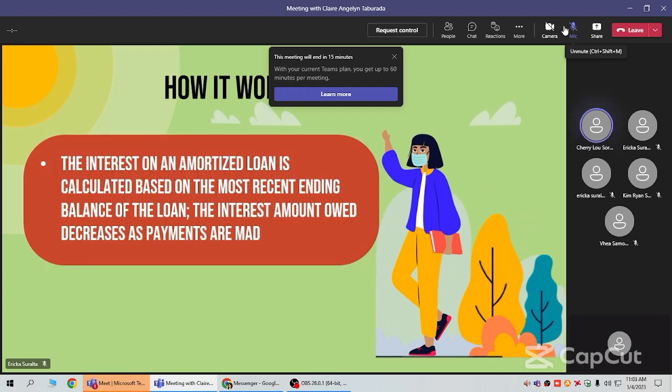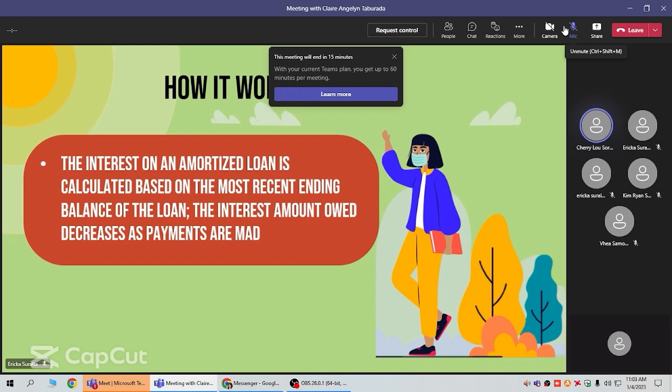The interest on an amortized loan is calculated based on the most recent ending balance of the loan. The interest amount owed decreases as payments are made. This is because any payment in excess of the interest amount reduces the principal, which in turn reduces the balance on which the interest is calculated. As the interest portion of an amortized loan decreases, the principal portion of the payment increases. Therefore, interest and principal have an inverse relationship within the payments over the life of the amortized loan.